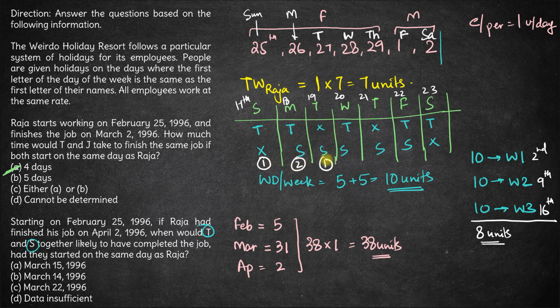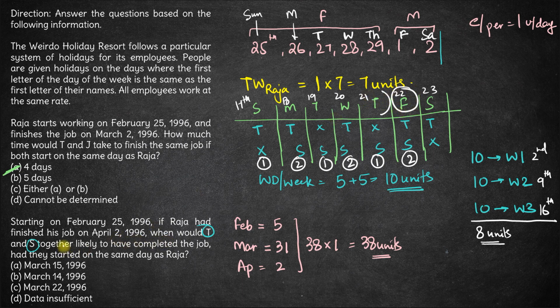So total 3 are done. Then here also 1 unit is done. So total 4 is done. Here 2 units will be done. So total 6 units is done. Here 1 unit will be done, 7 units. And here 2 units will be done, which exceeds 8. So work will not get completed on 21st of March. It will finally get completed on 22nd of March.